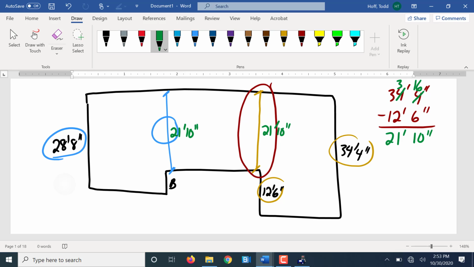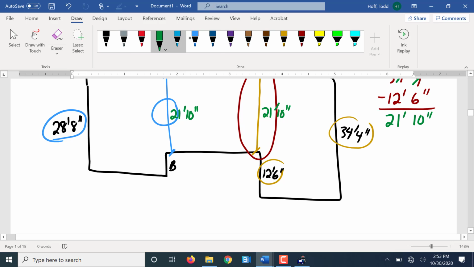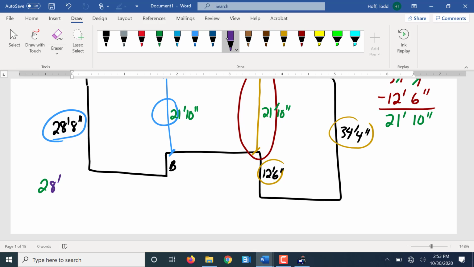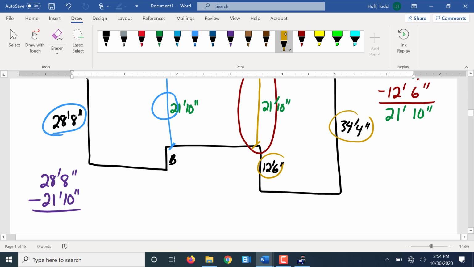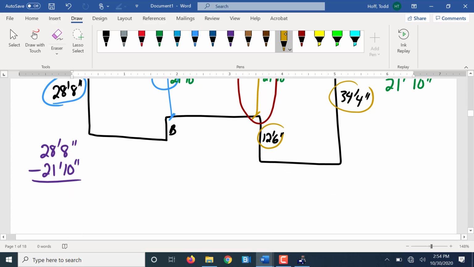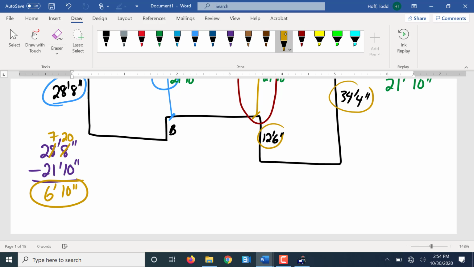So now how do I use that to find B? 28 feet, 8 inches minus 21 feet, 10 inches. So 8 minus 10 can't be done, so we borrow. This 8 becomes a 7. This 8 is going to become 20. 20 minus 10? 10 inches. 7 minus 1 is 6, and of course 2 minus 2 is nothing, so it's 6 foot 10 inches.